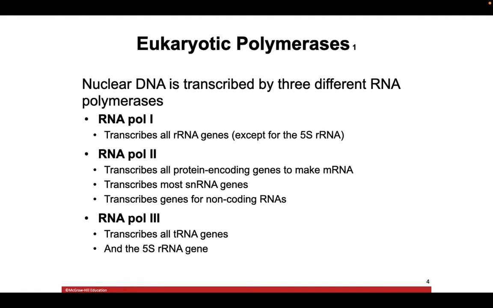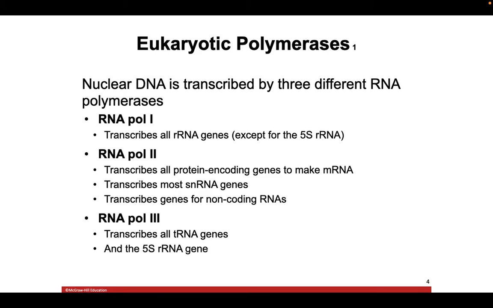There are three polymerases that eukaryotes use that you should know. RNA polymerase 1 transcribes all the rRNA genes. So rRNA stands for ribosomal RNA, which are important for forming the ribosome, which we know is necessary for protein synthesis. RNA polymerase 2 does most of the work. It does all the protein encoding genes, also the snRNA, which stands for small nuclear RNA, and also non-coding RNAs, which we're not totally sure of their functions.